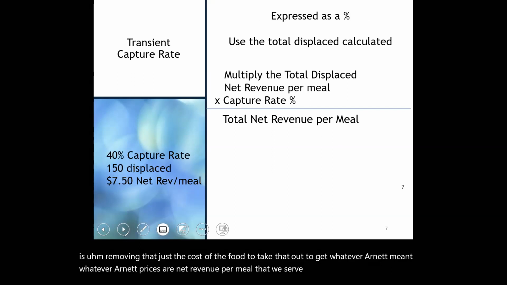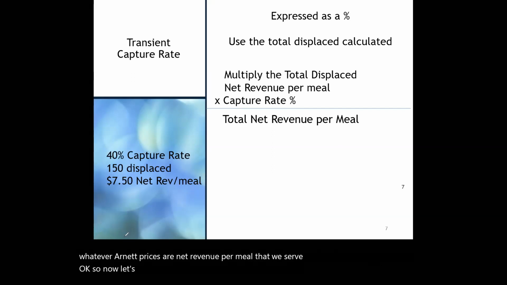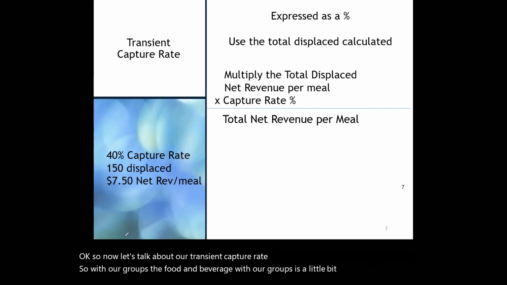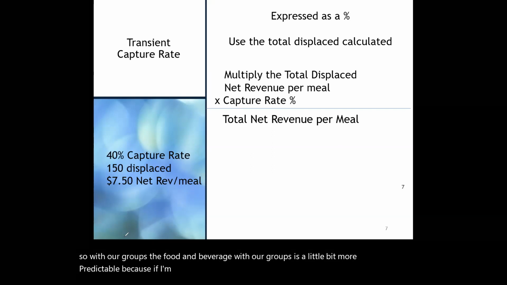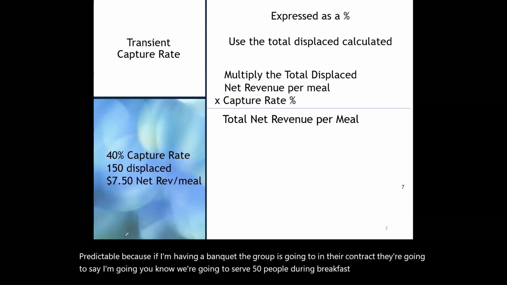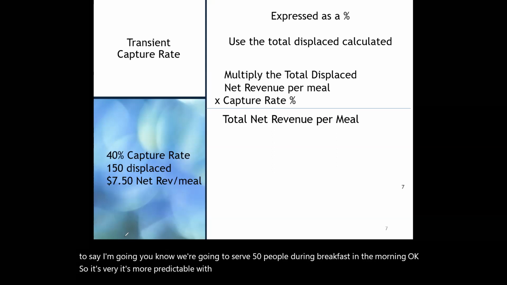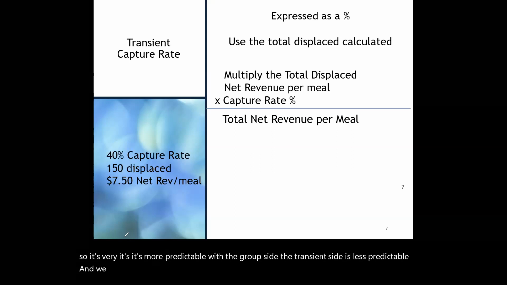Okay, so now let's talk about our transient capture rate. With our groups, the food and beverage is a little bit more predictable, because if I'm having a banquet, the group is going to say in their contract, we're going to serve 50 people during breakfast in the morning. So it's more predictable with the group side. The transient side is less predictable, and we always express that as a percentage.